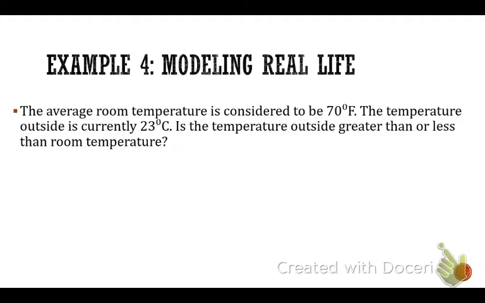Let's look at this question. The average room temperature is considered to be 70 degrees Fahrenheit. The temperature outside is currently 23 degrees Celsius. Is the temperature outside greater than or less than the room temperature? So here's what you can't do. You can't say, oh, well, 23 is less than 70. You can't do that because they're not in the same unit. They're not the same measurement.